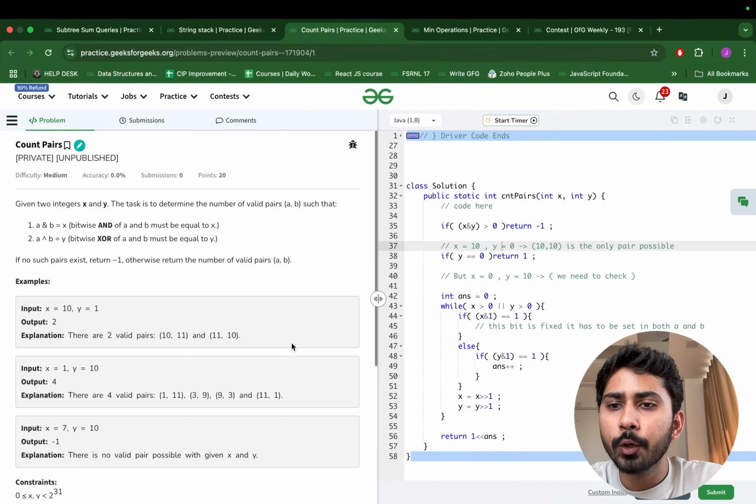Count pairs. You are given two integers x and y. The task is to determine the number of valid pairs a and b such that a AND b is equal to x and a XOR b is equal to y. If no such pair exists, then return -1. Otherwise, return the number of valid pairs a and b. So this question is going to test your understanding of bit manipulation and the bitwise operators that are used in bit manipulation.